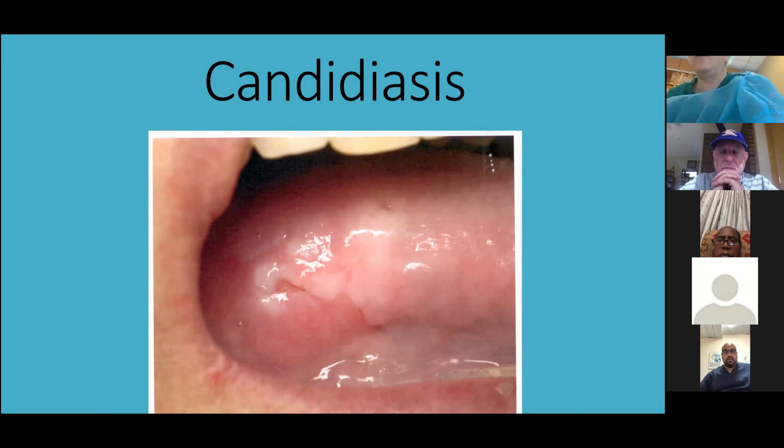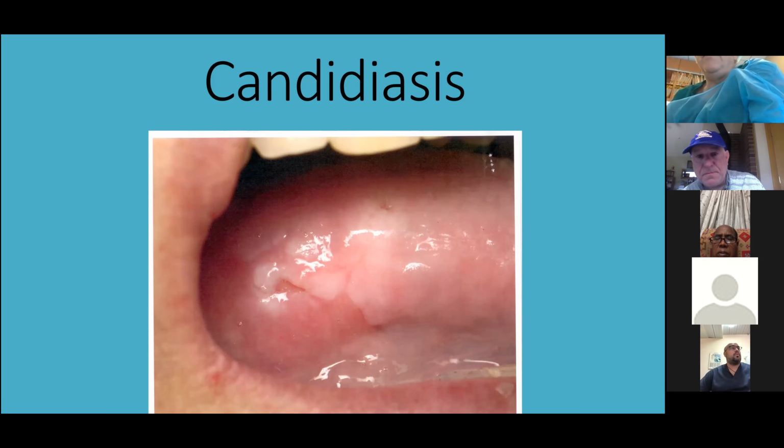Here's an example of a chronic candidiasis. It almost looks like a precancerous lesion. It was biopsied and came back as no evidence of dysplasia, but a heavy candida, which was treated both topically and with metronidazole.